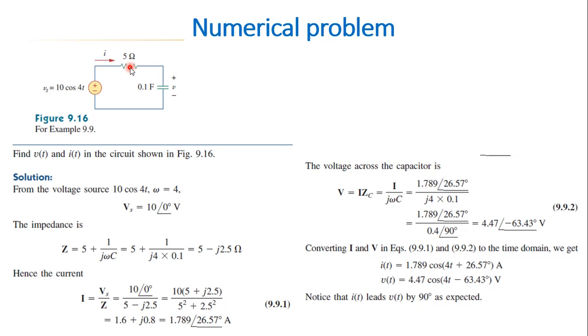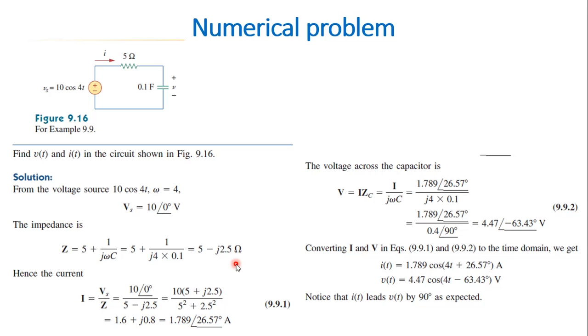Impedance for a resistor is Z equal to R, and impedance for a capacitor is Z equal to 1 by j omega C. The resistor and capacitor are in series, so the total impedance is the resistance plus 1 by j omega C. Substituting the values of omega and C and simplifying, we get the impedance as 5 minus j2.5 ohms.